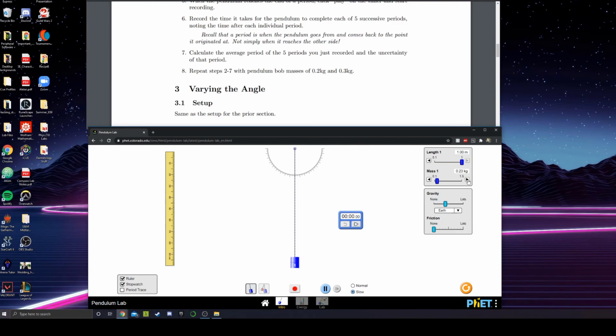kilograms. I'm going to go ahead and up it to 0.3, bring it back to 10 degrees, and we'll allow it to start swinging. All right, so after the first period, we're at about 2 seconds. No surprise there. After the second period, we're at about 4 seconds. Third period, 6 seconds. Fourth period, 8 seconds. And fifth period, about 10 seconds. So go ahead and mark that down, and again, calculate the average.